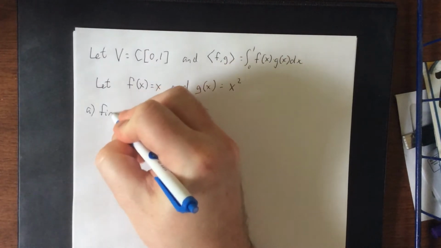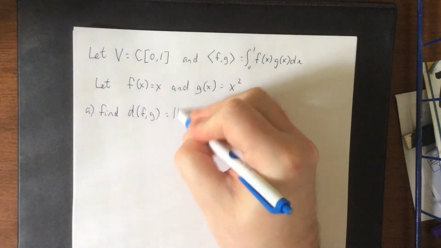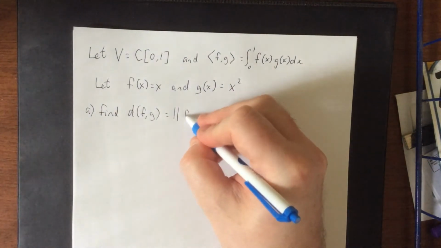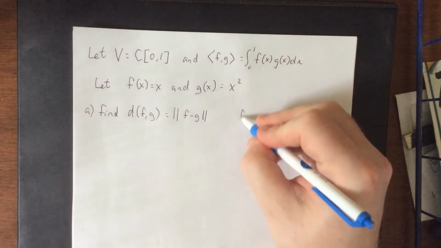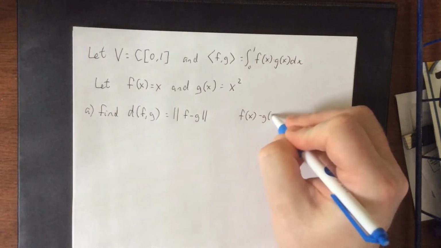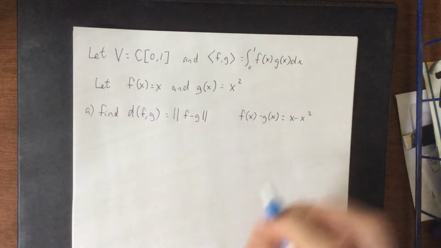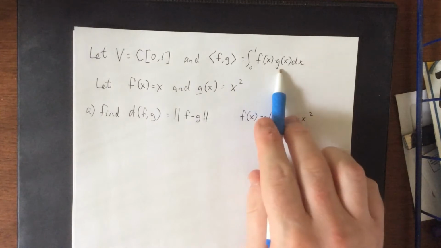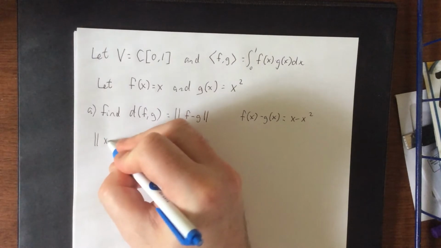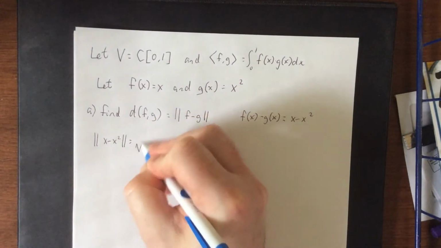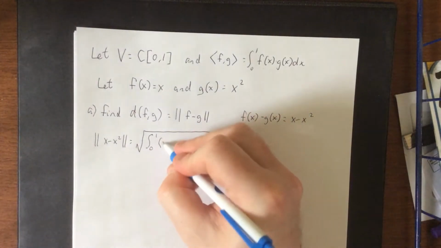First thing I'd like to do is find the distance between these two functions. Now, as a reminder, the distance between two functions is defined as the norm of the difference of these two vectors. So first thing we would need to point out is what f of x minus g of x is going to be equal to. f of x minus g of x is going to be x minus x squared. To find the norm, we're going to be multiplying this thing by itself, integrating from 0 to 1, and taking a square root of the result. So the norm of x minus x squared is going to be equal to the square root of the definite integral from 0 to 1 of this function multiplied by itself.